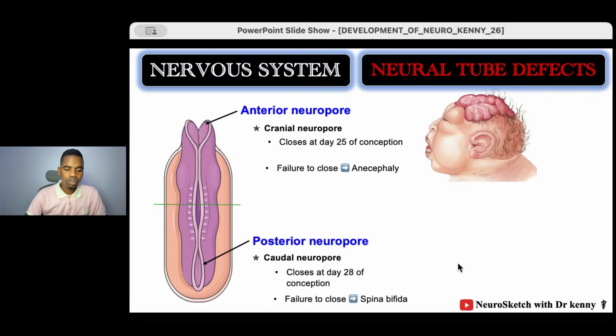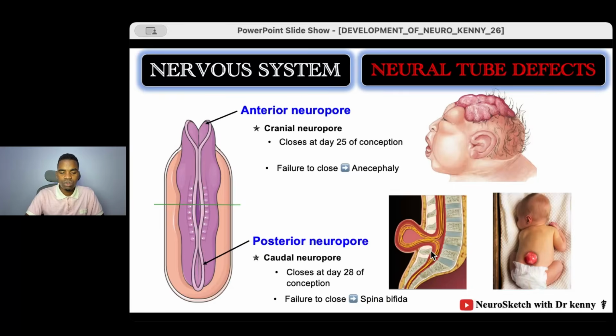Then the posterior neural pore, if it doesn't close at day 28 of conception, will result in the condition called spina bifida. This is a defect in the vertebral column that results in exposure of the contents of the central nervous system. It can include the meninges, or sometimes it can also include the spinal cord.